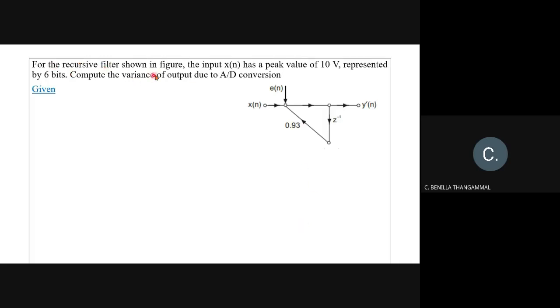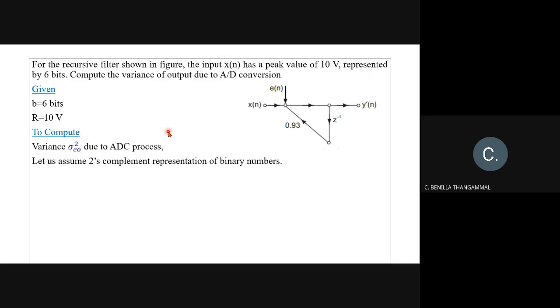For the recursive filter shown in the figure, the input x of n has a peak value of 10 volts represented by 6 bits. Compute the variance of the output due to A to D conversion. Here, the number of bits is 6 and the range is 10. Instead of 10 volts, sometimes they may give minus 5 to plus 5 volts. Or if they don't mention anything in the problem, the range is going to be 2. Default is 2. So compute the variance of the output noise due to the A to D converter.